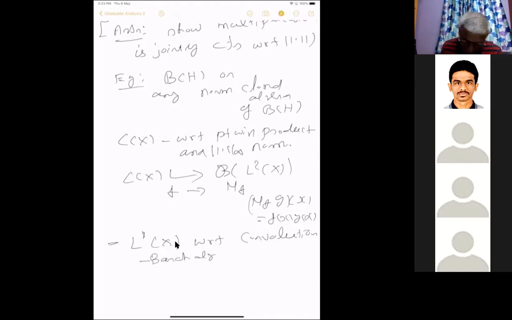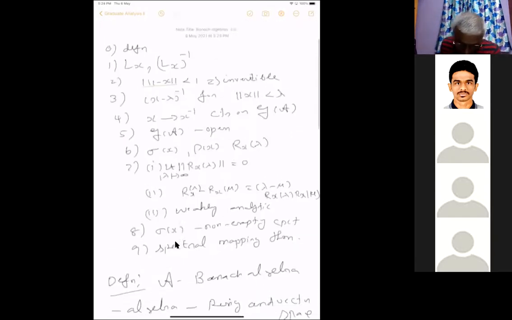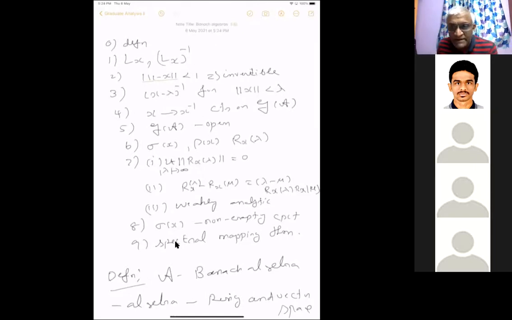Okay, but not a C-star algebra with respect to the inverse operation. Or I mean, you have to define a star with respect to that. It will not be a Banach C-star algebra. Anyway, we are not going to discuss that. So this is another example. But we will be dealing with B of H and subalgebras of B of H. That's what we will be dealing with.